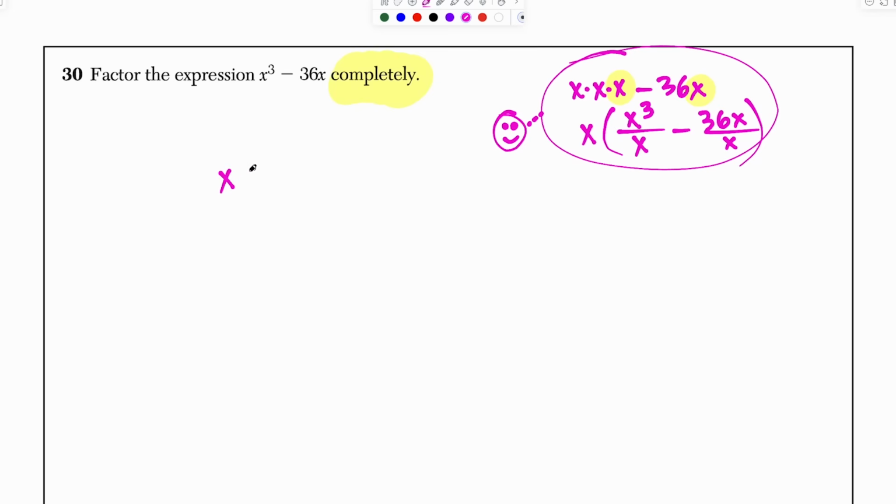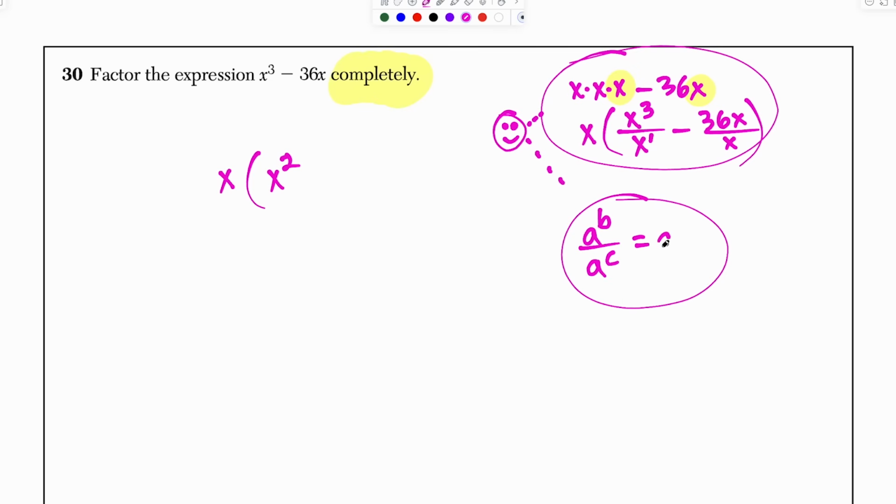So we have x on the outside, and now when we do x to the third divided by x, if you just know that it's x squared, then great. Otherwise, what you could do is just use this rule. We could just think of this as the rule a to the b over a to the c, and we do a to the b minus c. So here, when we're doing x to the third divided by x to the first, we're really doing x to the 3 minus 1, which is x to the second power. And now here, x over x would just cancel, so we would have minus 36.